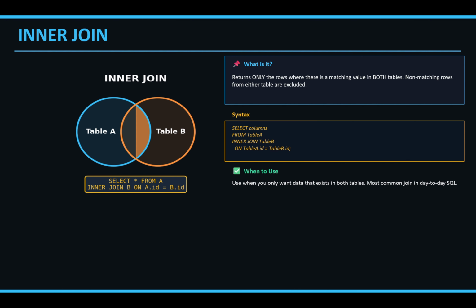And non-matching rows, let's say if you have an ID that doesn't match with another ID, or is not in the table at all, so that it can't match, then it's going to be excluded from the table and it will not be selected in the inner join, right? When do you want to use it? You want to use this when you only want data that exists in both tables, right? Like I said, this is the most common day-to-day SQL join, so you will be seeing this a lot.